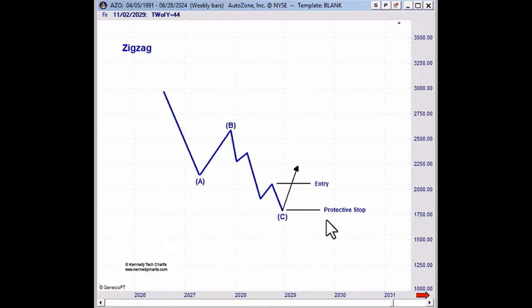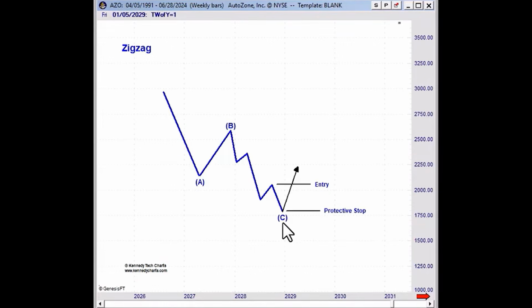Your initial protective stop, of course, is going to be just a little bit below the wave C low. I always give it a few ticks, pips, satoshis, whatever. I always like to give it just a little bit of wiggle room. I don't want to offer too attractive a protective stop to kind of avoid stop running, so to speak. So rather than putting it, for example, if wave C ended precisely at 1750 over here to the right, I wouldn't put my stop right at 1750.